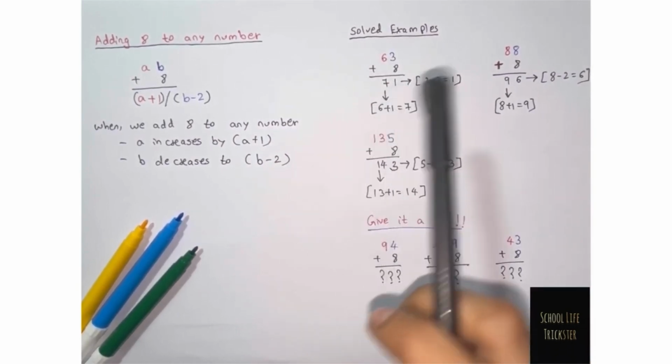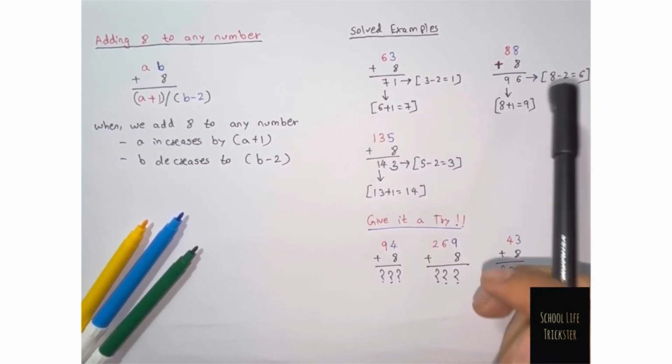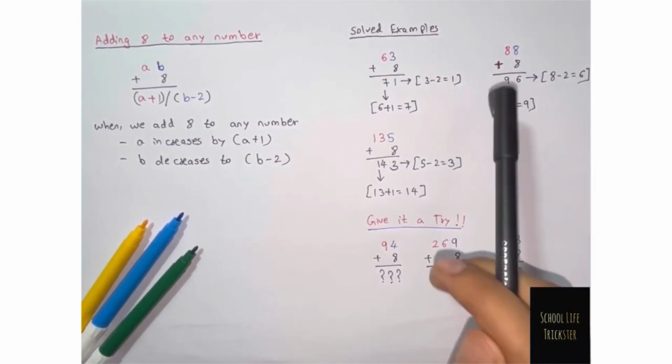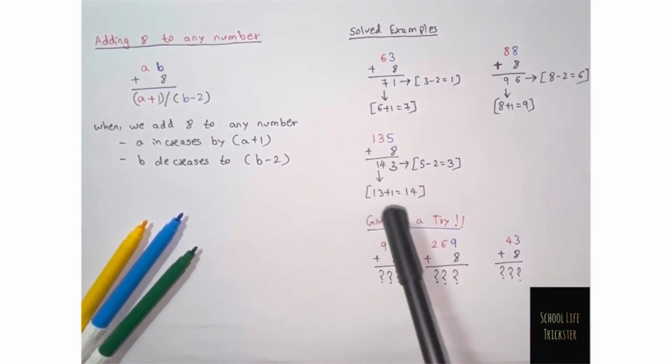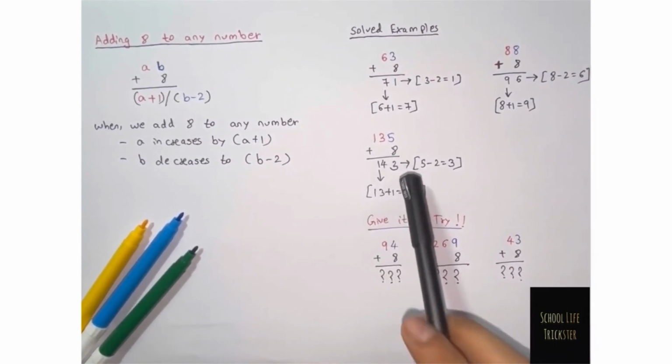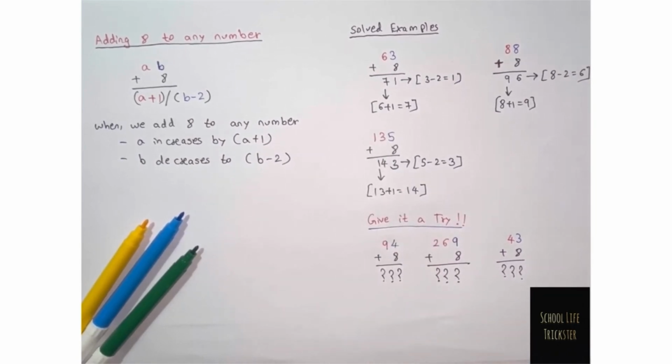That is 71. Over here 88 plus 8, that is 96. 8 minus 2 6 and 8 plus 1 is 9. Over here 135 plus 8, that is 143. 5 minus 2 3 and 13 plus 1 14. So give it a try by yourself. Solve these examples. 94 plus 8, 269 plus 8, 43 plus 8.